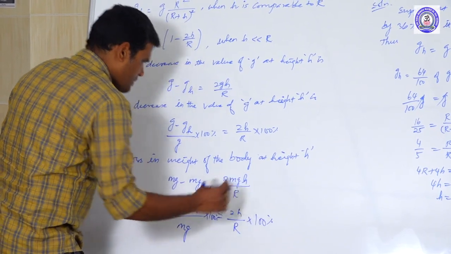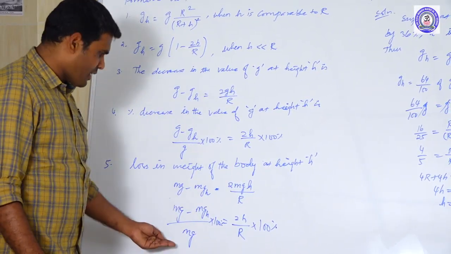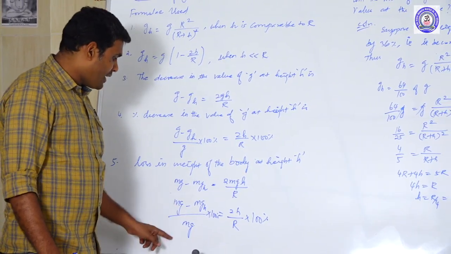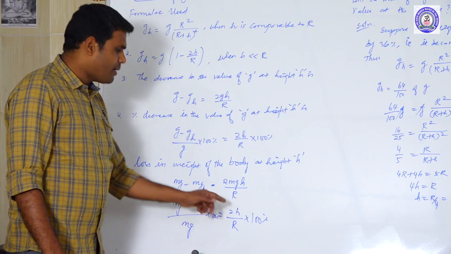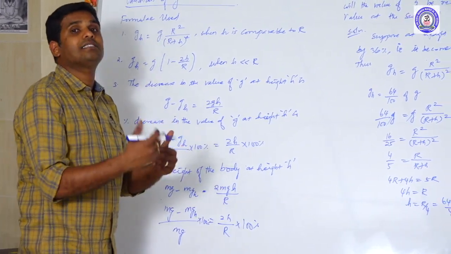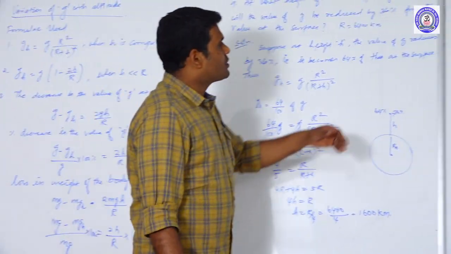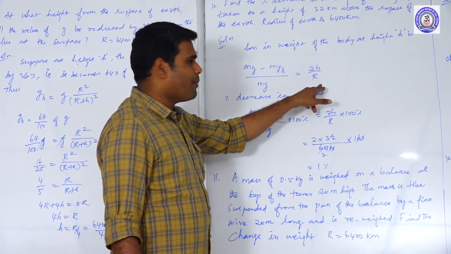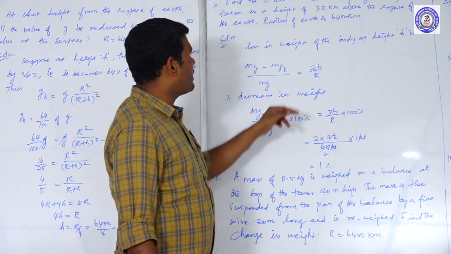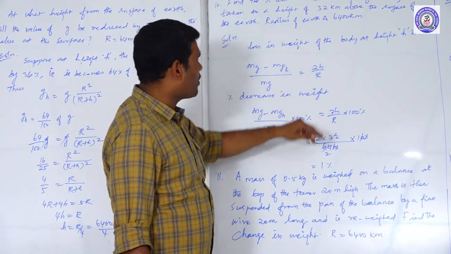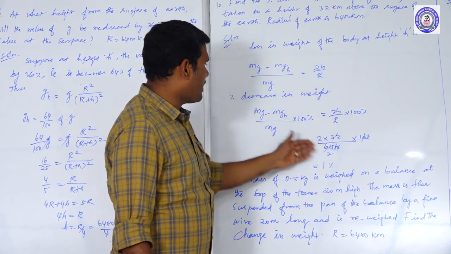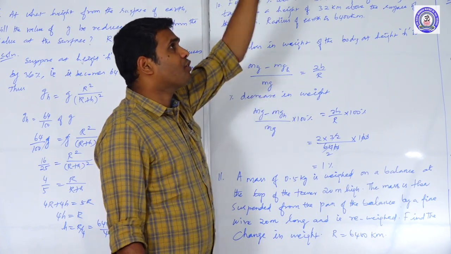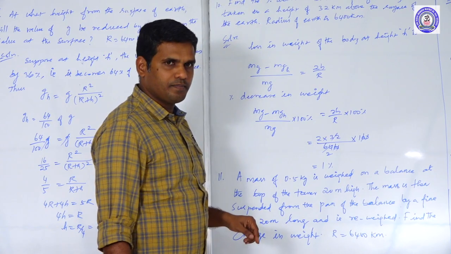You will get 100%. So from this expression, we are bringing out mg minus mgh divided by mg, the change in weight divided by the original weight, multiplied by 100%, which will give you the percentage change in the weight of the object. So mg minus mgh divided by mg is equal to 2h divided by r. Height is given as 32 km, r is given as 6400 km. On substituting and simplifying, you will get 1%. So the percentage change in the weight at a height of 32 km above the earth's surface is 1%.